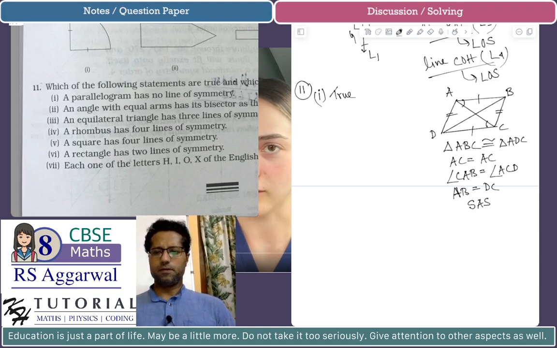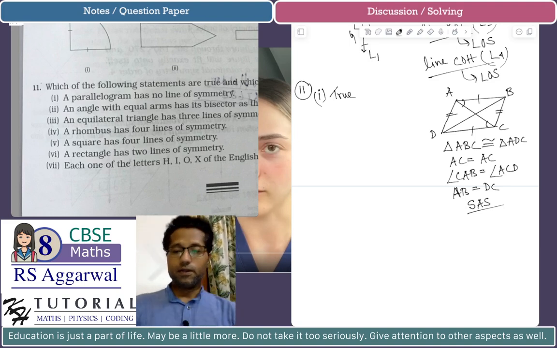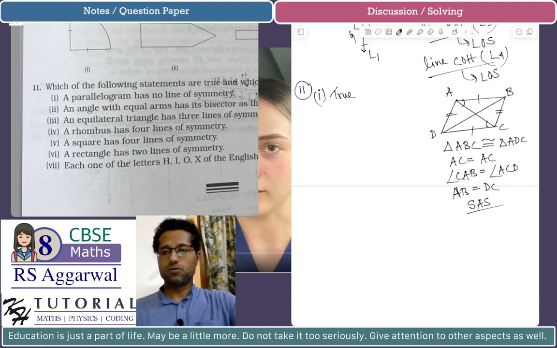AB is equal to DC, and this angle and this angle. Yes, side-angle-side congruency is satisfied. So definitely triangle ABC is congruent to triangle ADC, which clearly means they are identical, and AC will definitely be a line of symmetry. Based on this, the other diagonal BD will also be a line of symmetry. So the two diagonals in a parallelogram are definitely two lines of symmetry.